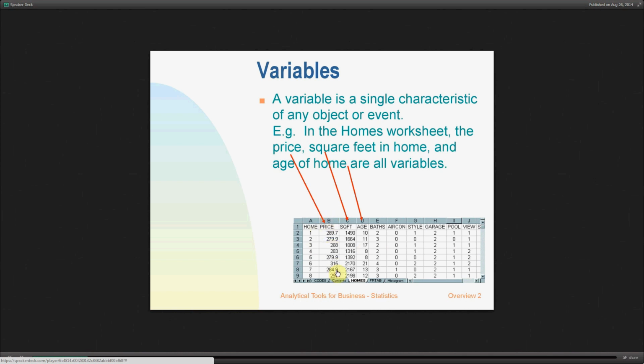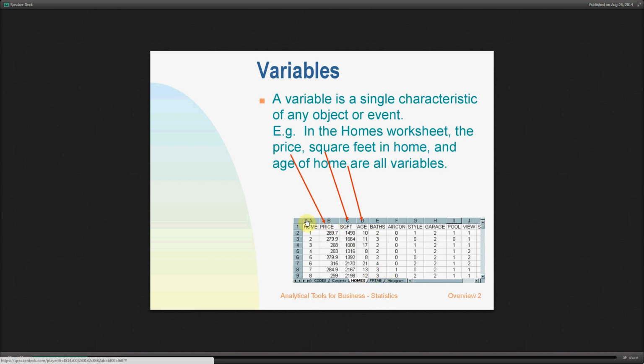And the variables are organized as columns here. This is the price, that's the square footage, that's the age. You could organize it differently, but if you do, you might confuse people. This is generally the way that people tend to look at statistical data in this sort of column variable format.